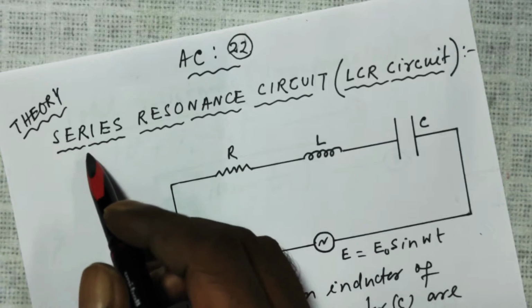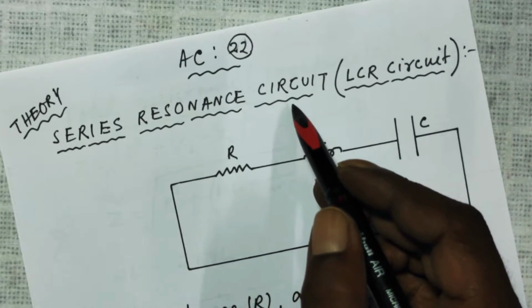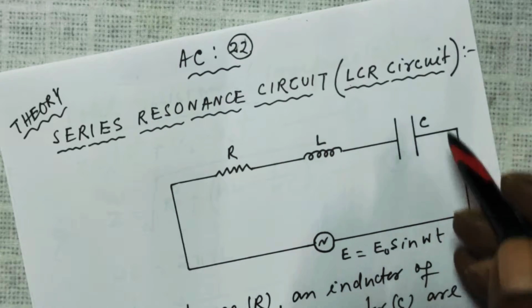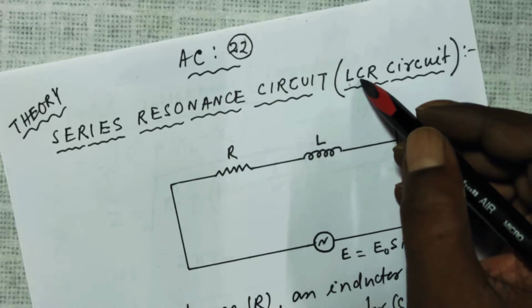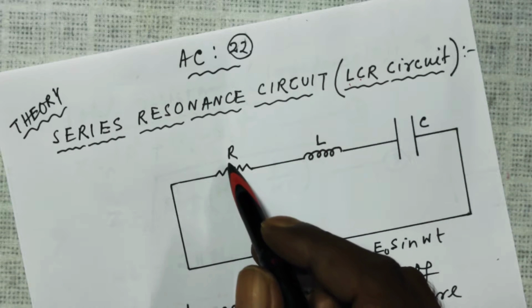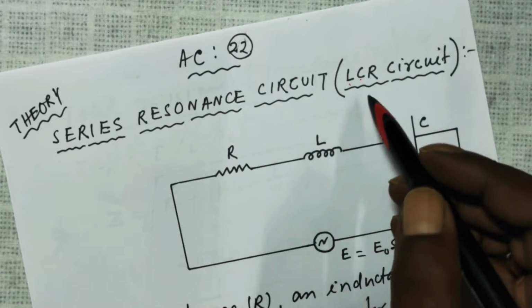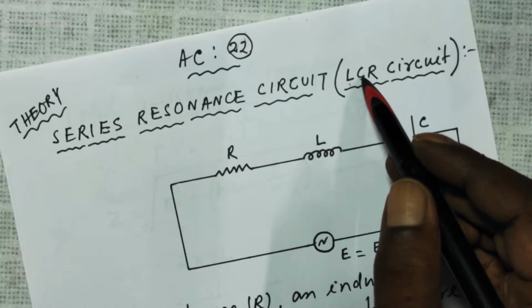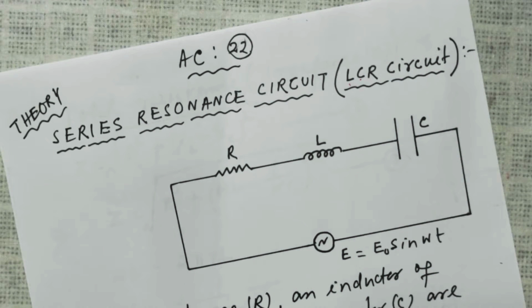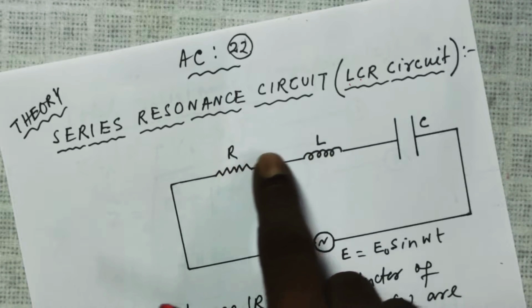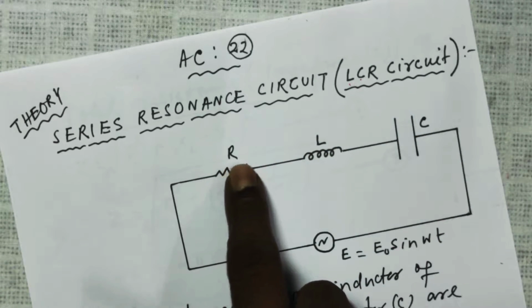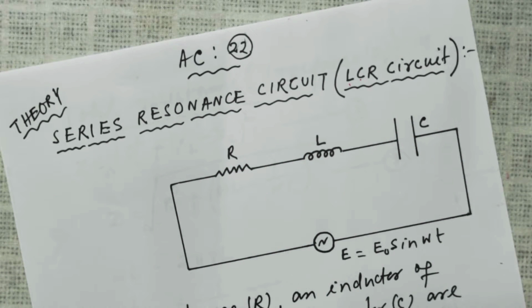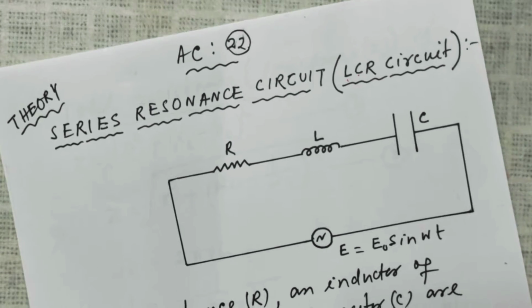Called it's a theory derivation called series resonance circuit, ALCR circuit. Inductor, capacitor, resistance, RLC. You can write LCR, you can write RLC, no problem. You can write CLR. L can be here, R can be here, C can be here. It doesn't matter, but they have to be in series.